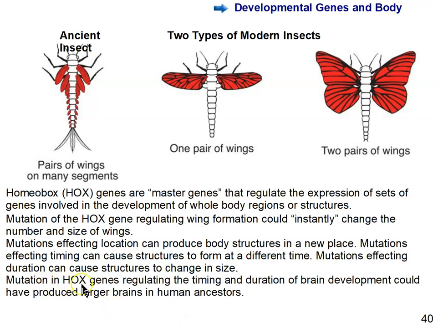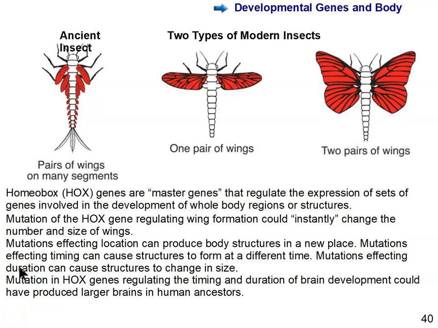It's been suggested that mutations in Hox genes regulating the timing and duration of brain development could have produced larger brains in human ancestors. Just a little mutation in a Hox gene that would cause the brain to grow for a longer period of time during development may have resulted in our brains being larger. Larger brains have greater capacity to think, and that made our ancestors more successful, so they were selected for.